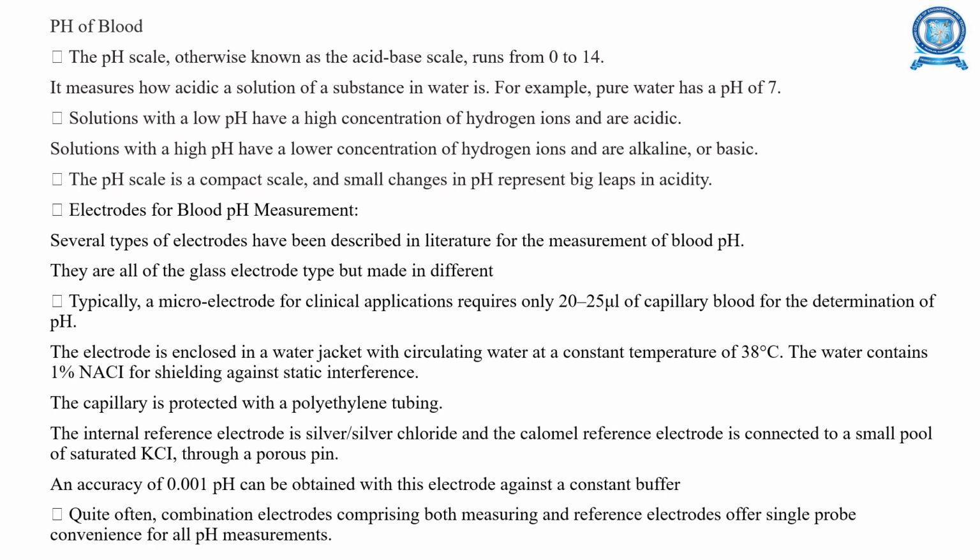Several types of electrodes have been described in the literature for the measurement of blood pH. A microelectrode is used for clinical applications, and the electrode is enclosed in a water jacket with circulating water. The capillary is protected with polyethylene tubing. An accuracy of about 0.001 pH can be obtained with this electrode against a constant buffer.